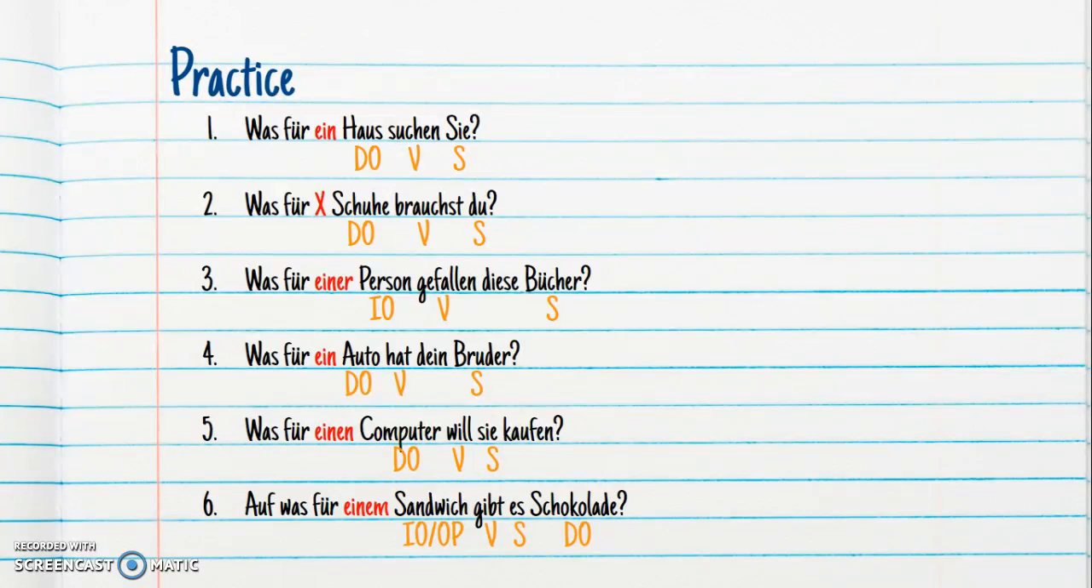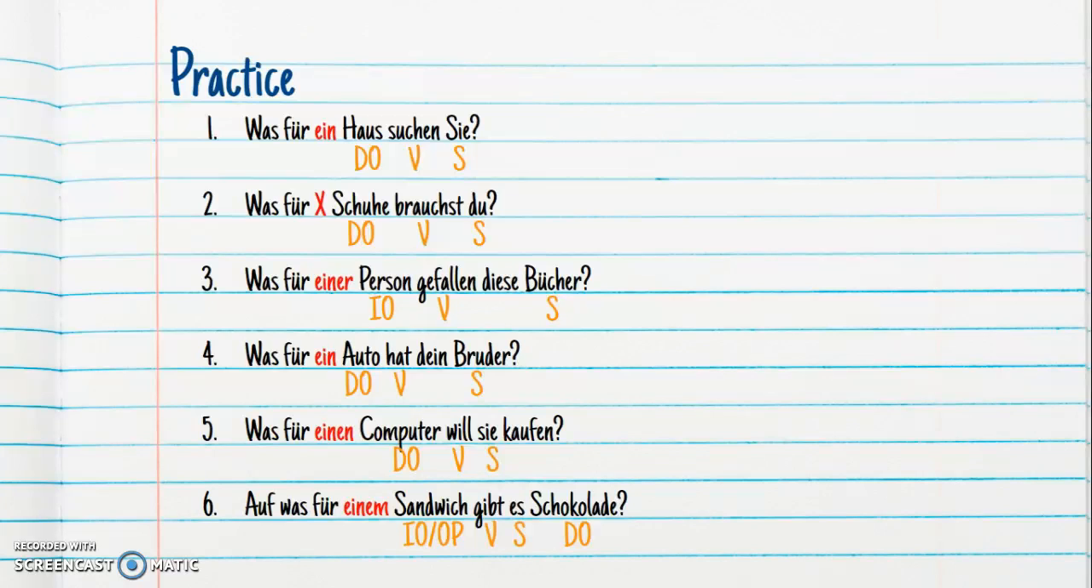Alright, so if we look at the answers here in red, number one, we have, was für ein Haus suchen Sie? Looking at the verb, because that's how we define the cases. Our verb is suchen. It's conjugated for Sie. That means Sie is the subject. What are you looking for? That's the house. That's the direct object. So the house is neuter, and it's the direct object, therefore accusative, so we have ein.